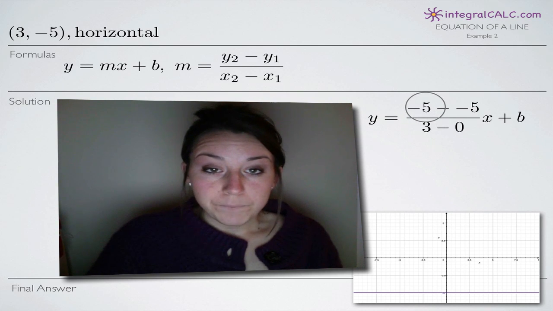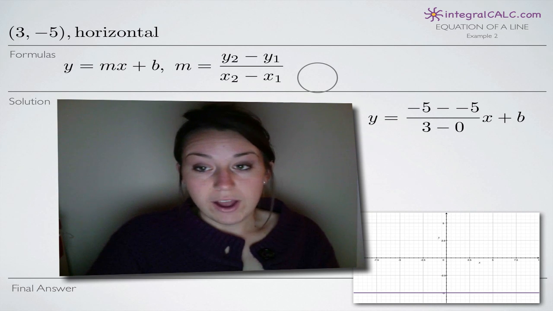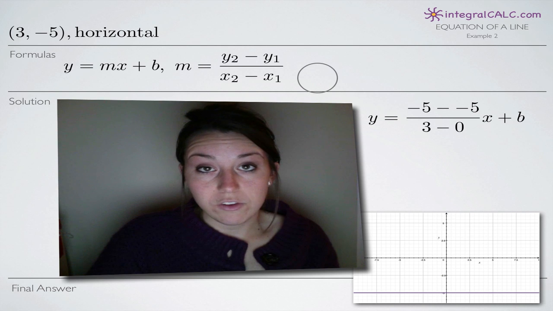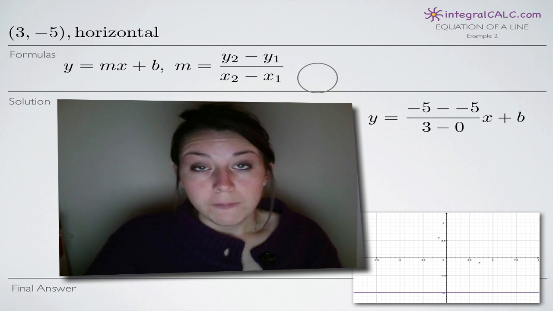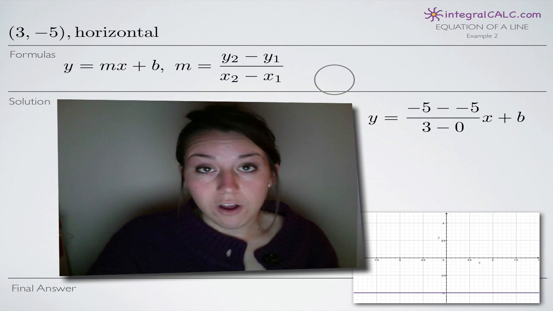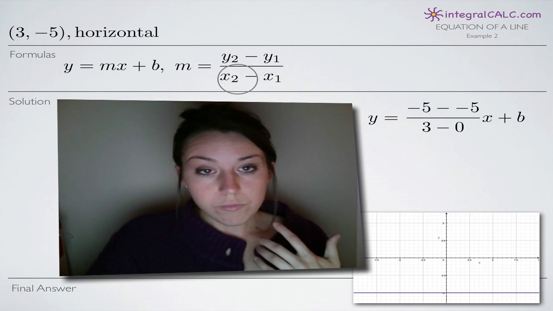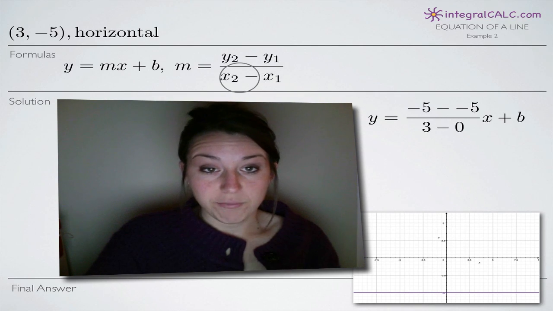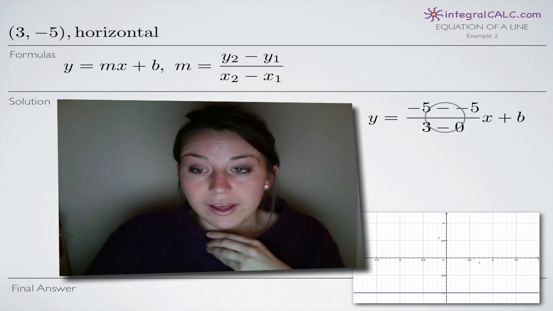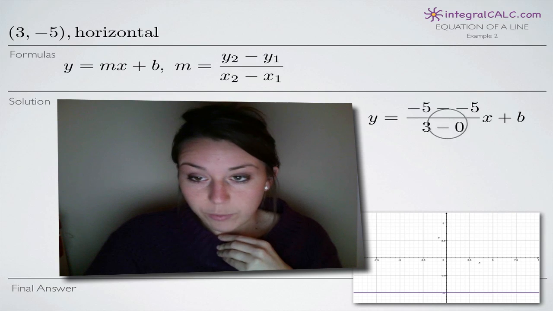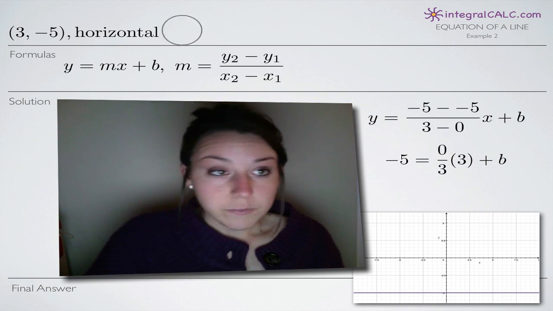It doesn't matter which point, (3, -5) or (0, -5), you assign to x₁, y₁, and which you assign to x₂, y₂. You can do it either way as long as you keep the points consistent. So as long as 0 and -5 both go with x₂, y₂, or x₁, y₁, and so on.